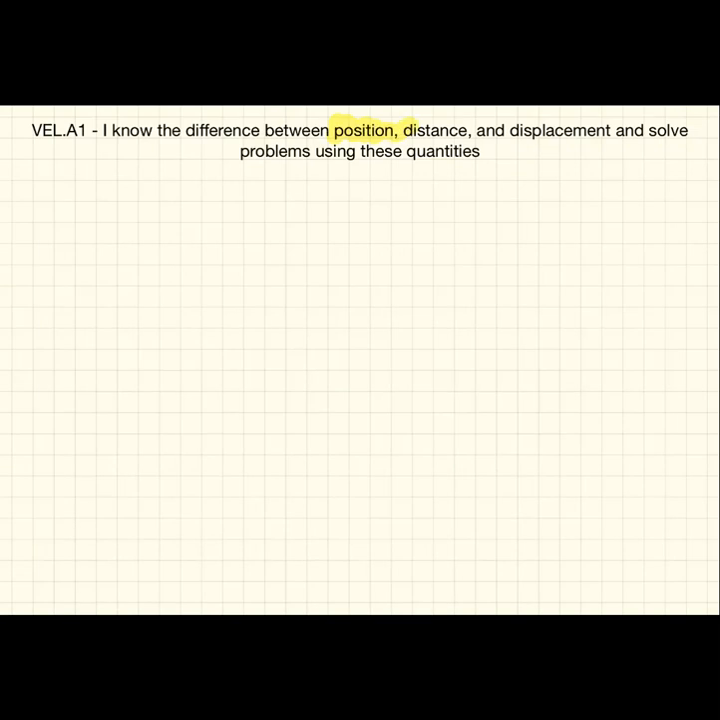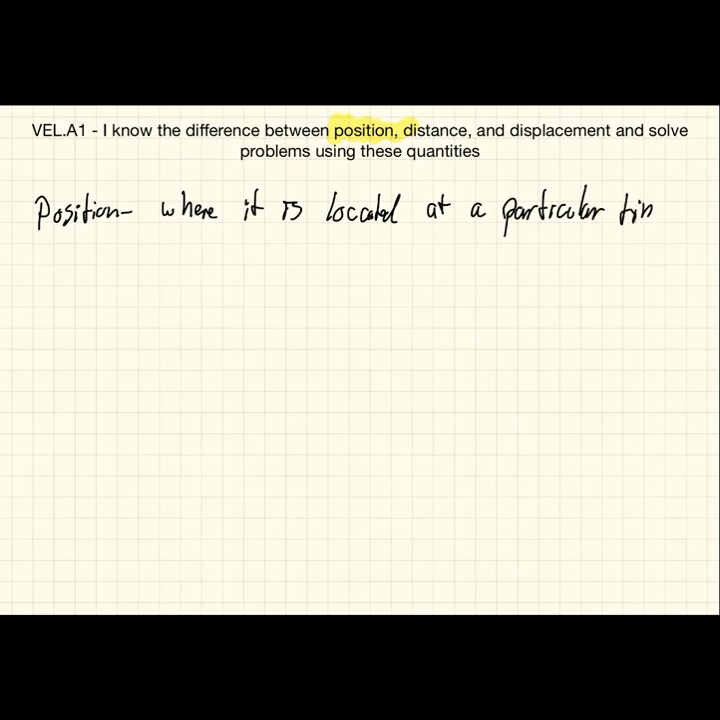Okay. So the position of an object is just where it's located. And we usually attach with it that at a particular time, because usually an object's position is going to change as time goes by.